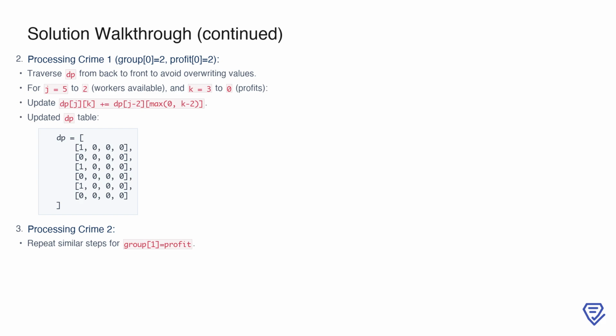For example, dp[2][0] becomes 1, representing one way to use 2 workers to achieve 0 profit, and dp[4][0] also becomes 1, as we can use 4 workers to achieve 0 profit through this crime. These updates reflect the inclusion of the first crime in our calculations.